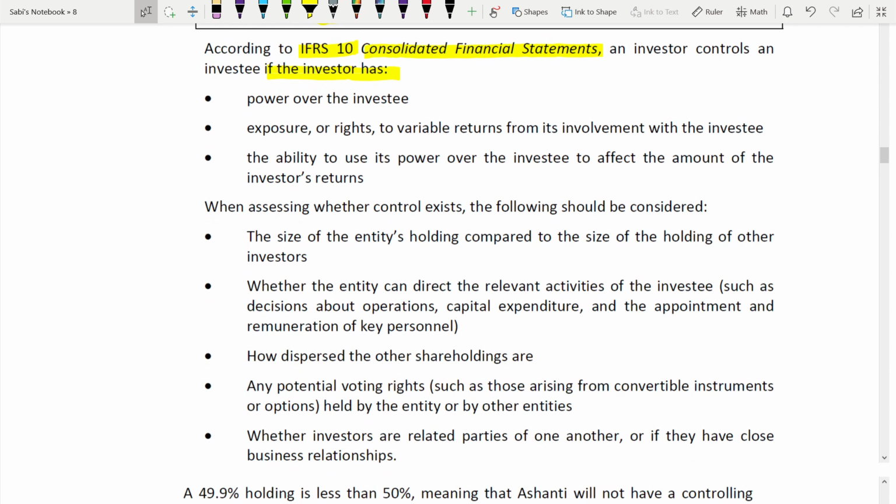There again I'll be going through this. So when assessing whether control exists, the following should be considered. It's a long list. All the possible answers are given here.